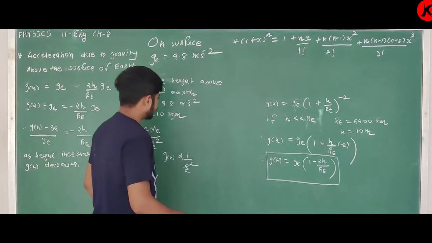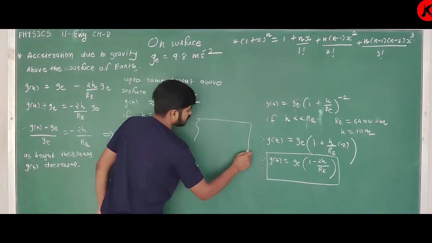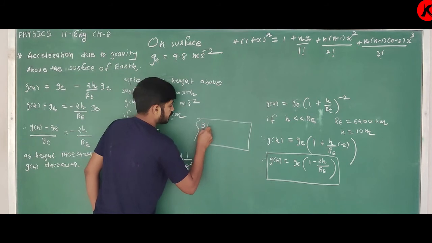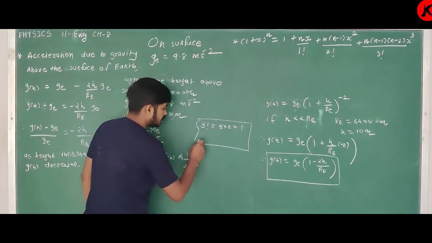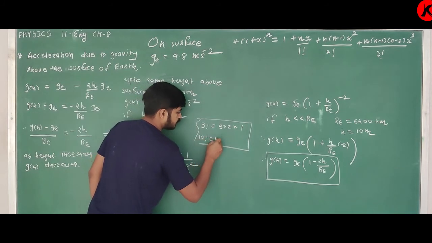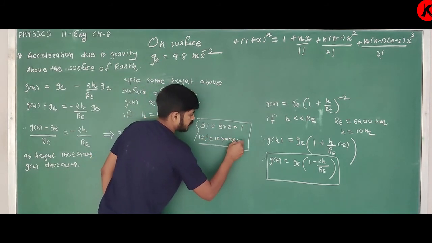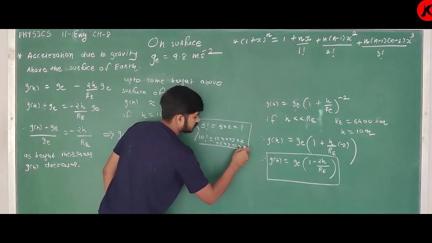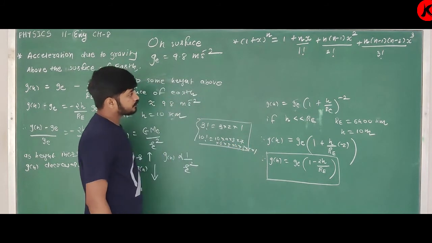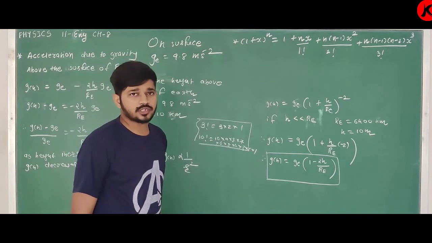Factorial means what? See, here I will write. 3 factorial means it is 3 into 2 into 1. Okay. 10 factorial means it is 10 into 9 into 8 into 7 into 6 into 5 into 4 into 3 into 2 into 1. Clear? So it is minimum factorial.